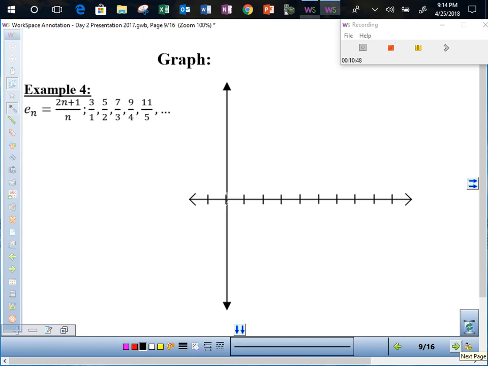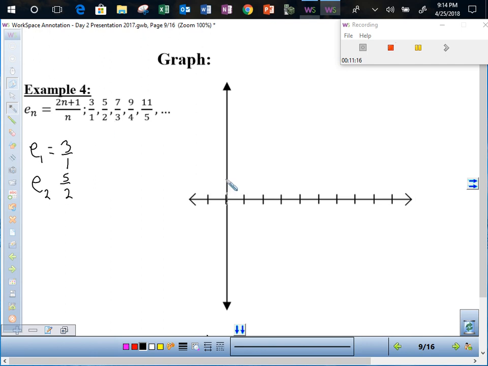Let's look at your number 4. I'm going to give you 2n plus 1 over n. To get the value of your first term, you're going to plug in 1. So e of 1 would be 2 times 1 is 2, plus 1 is 3 over 1. That's where I got that. To get the second term, plug in 2. 2 times 2 is 4, plus 1 is 5 over 2. So that's where we generated these numbers.